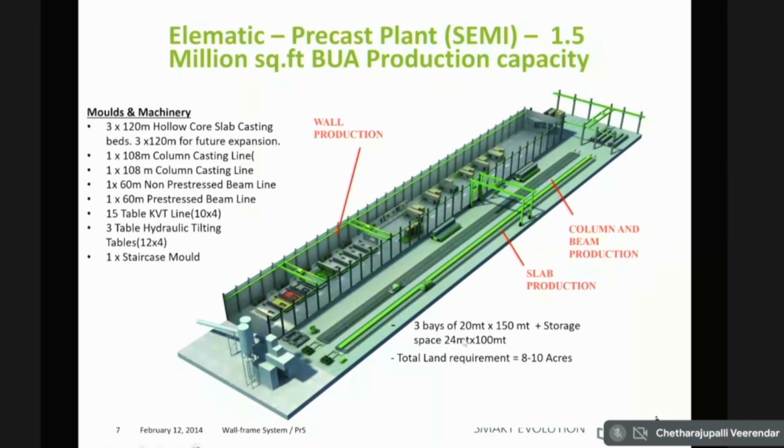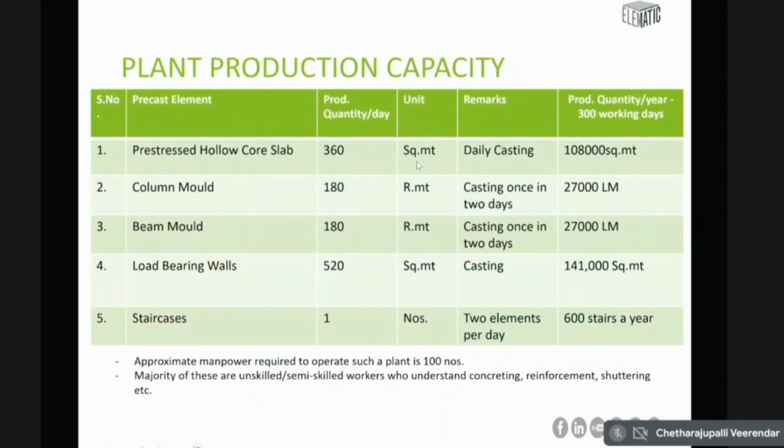You can see 3 bays of 20 meters by 150 meters, storage space of 24 into 100. That means each bay is 24 and the length is 100. And there might be one or multiple bays depending on what your requirement of storage is. Usually storage goes from 7 days to almost 30 days, depending on how fast you are able to move the stock out into the building for construction.